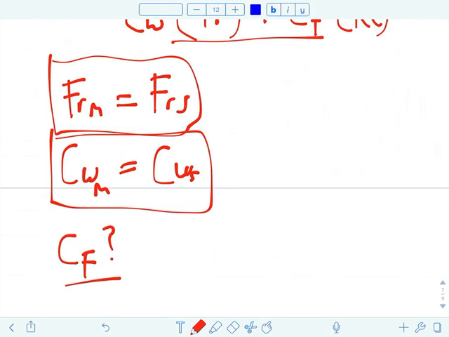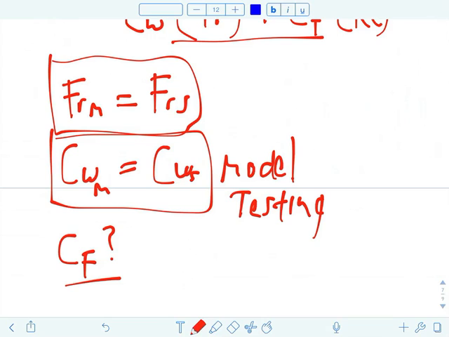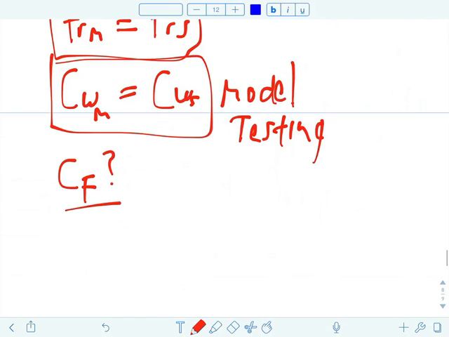So this we can learn from model testing. That will get us here, which is good because waves are hard to estimate. Skin friction is not going to be correct because the Reynolds number of the full-scale ship is going to be bigger, and in some cases much bigger than the model-scale Reynolds number. So my skin friction coefficients are not going to match.